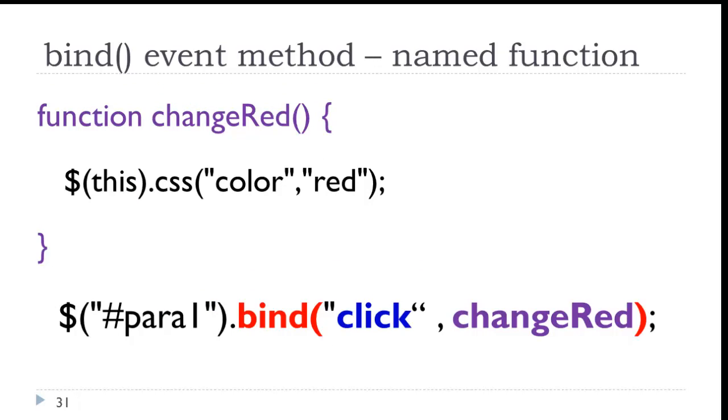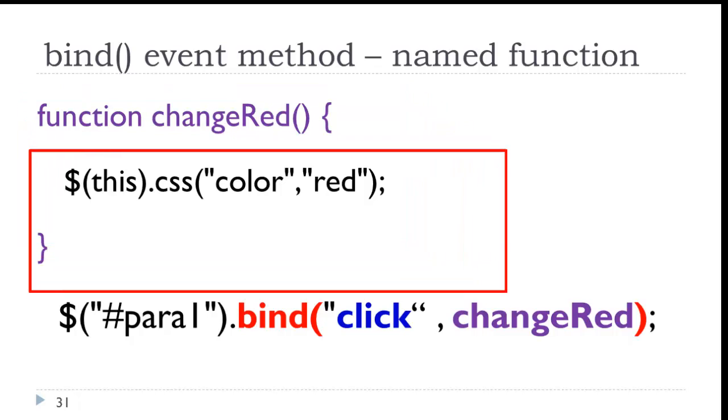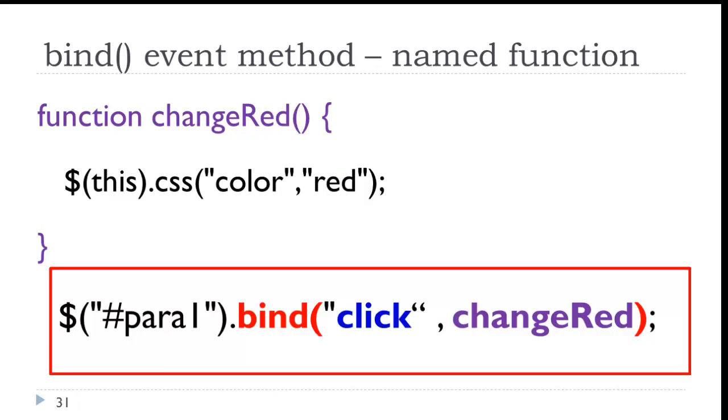Now, the bind event can be useful for calling a named function. So here at the top of our slide we have a function called changeRed. And if we wanted to bind that to the click event, this is how we would do it using the bind event method.